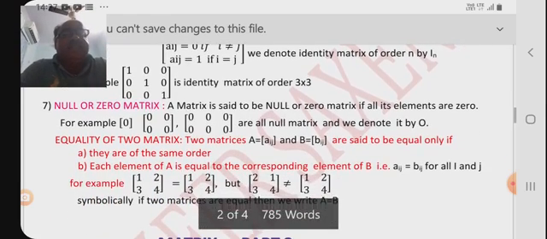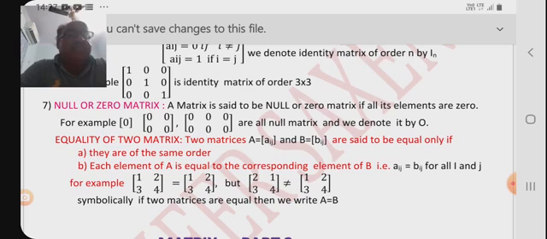Now the next matrix is the null matrix or zero matrix. A matrix is said to be a null or zero matrix if all its elements are 0. Whether the matrix is square or rectangular, all elements should be 0 in the matrix. A null matrix or zero matrix is represented by O.